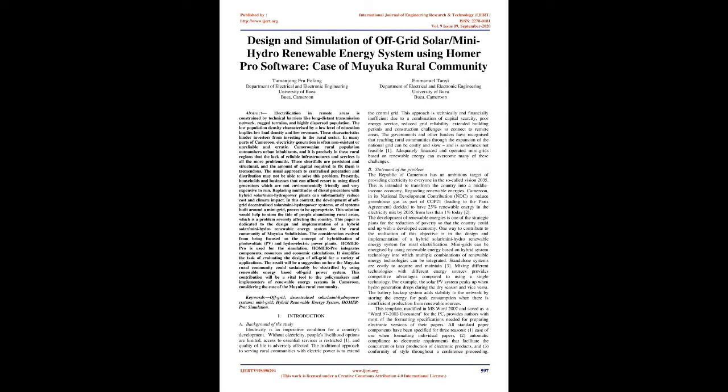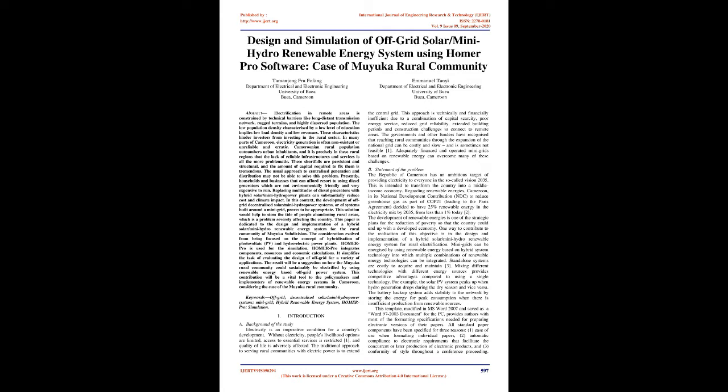The low population density, characterized by a low level of education, implies low load density and low revenues. These characteristics hinder investors from investing in the rural sector. In many parts of Cameroon, electricity generation is often non-existent or unreliable and erratic.